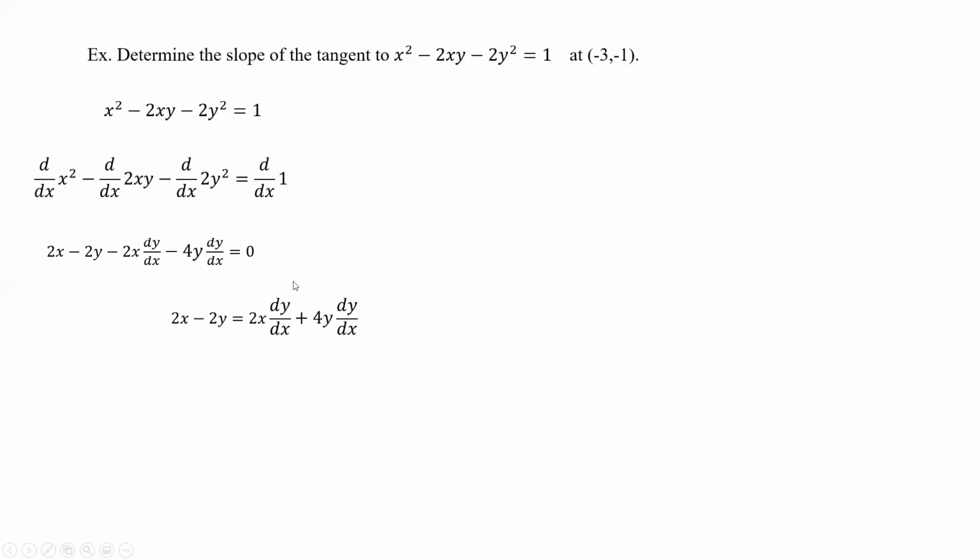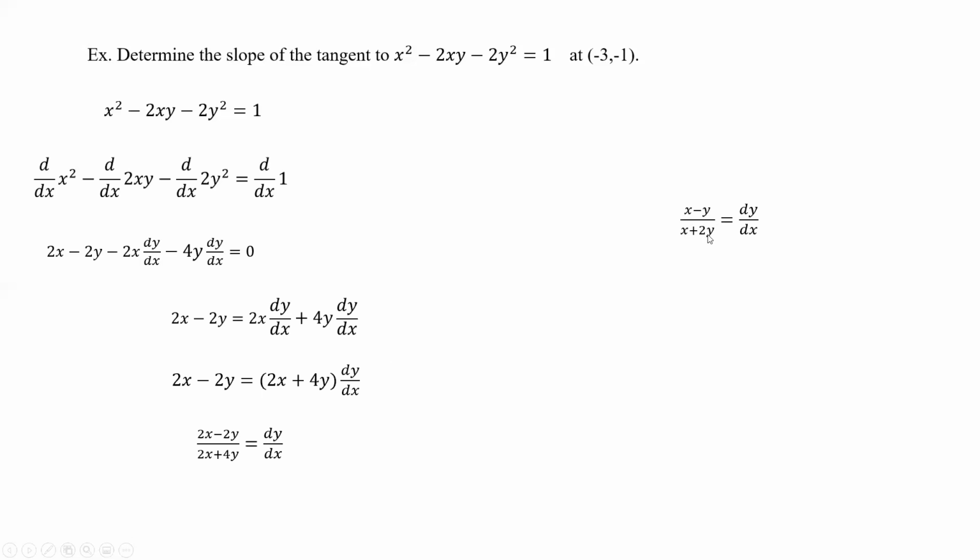We'll take those terms to the other side. Trying to get dy dx by itself, we'll factor, multiply by 2x plus 4y, and then we'll divide both sides by the 2x plus 4y. Simplify that as much as possible. There's a common term in there, so we'll divide everything by 2, getting us x minus y over x plus 2y.